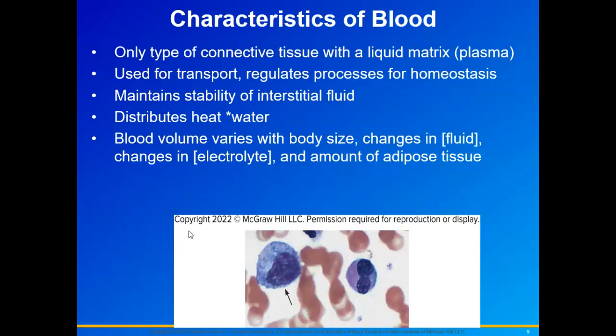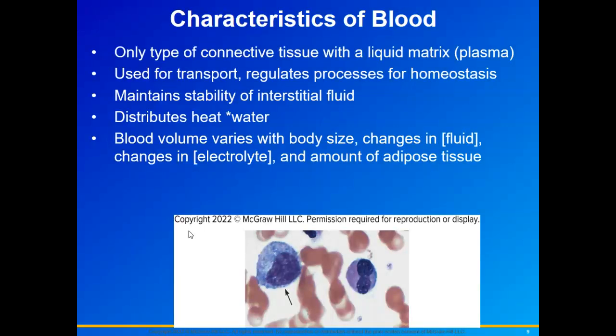We define that. Blood volume is going to vary with your body size. Most of you guys are going to have a lot more blood than I am, just because of size differences. It'll also vary based on changes in fluid concentration, so whether you are dehydrated or whether you're fully hydrated or you're working on it, like Chase.